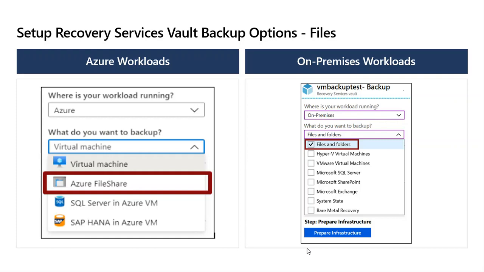Before choosing, you have to choose what backup you're going to take, like on-premises or Azure. In on-premises, you have to choose what type of backup you want, like files and folders, Hyper-V, VMware. Then you have to prepare the infrastructure. If you're choosing Azure, you choose what type of backup, like virtual machine, file share, SAP HANA, and then you have to prepare the infrastructure.